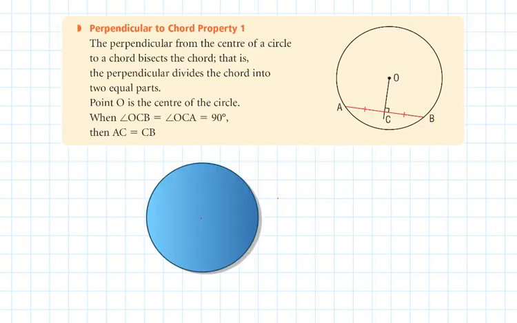So this is property 1. No, I got mixed up a bit. So perpendicular to chord, property 1. This one reads, the perpendicular from the center of a circle to a chord bisects the chord. So we have this drawing right here. We have a circle. This is the center of the circle, and here we have a chord because we have points A and B joined together. If you draw a line from the center of the circle to the chord, that line would cut the chord in half, and it will have a 90-degree angle with that chord.